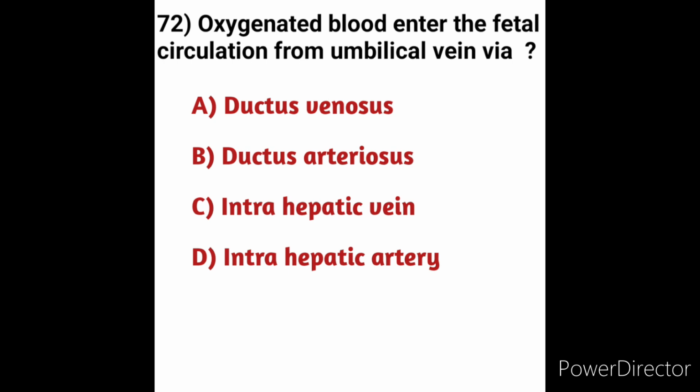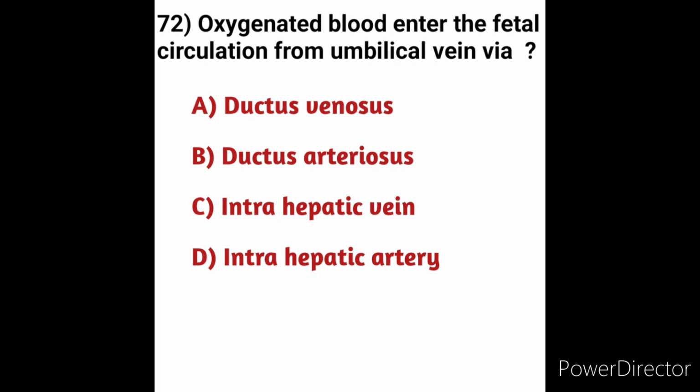Oxygenated blood enters the fetal circulation from the umbilical vein via which structure? Option A, ductus venosus. Option B, ductus arteriosus. Option C, intrahepatic vein. And option D, intrahepatic artery. Options C and D, the intrahepatic vein and artery, are both related to the liver, the hepatic system. Here, in fetal circulation, the umbilical vein drains via the ductus venosus or ductus arteriosus.